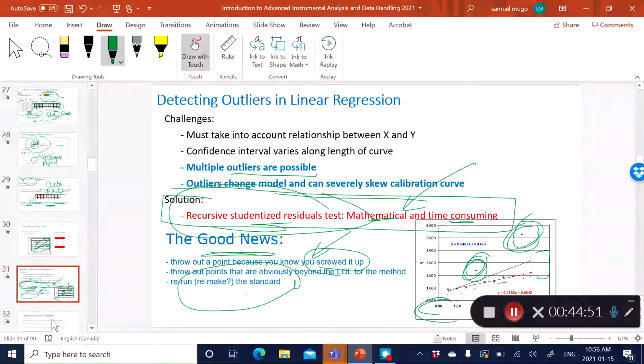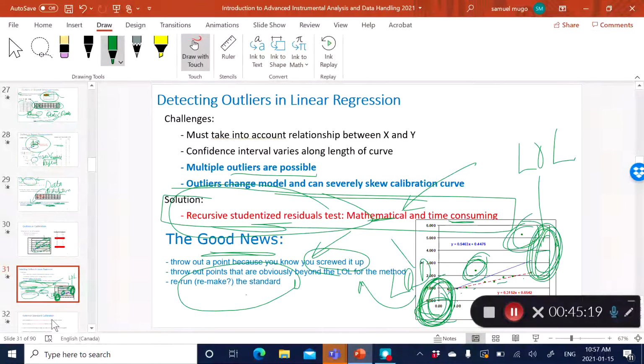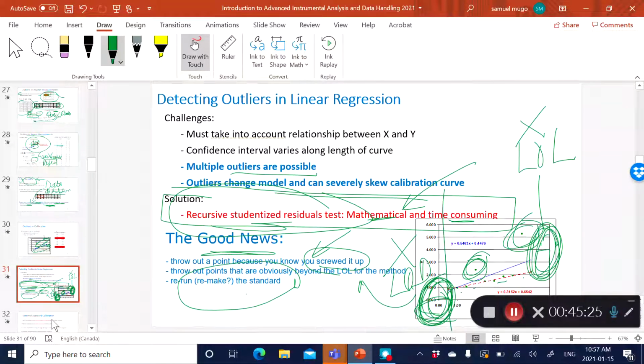Now, if the outliers are down here, at very low concentration, most likely the problem is you're getting to the limit of linearity, or maybe the limit of detection of your instrument. So if the outliers are here, you're getting to the limit of linearity, or you're getting to the limit of detection of your instrument. So typically you would just simply discard them, and you would focus on the region that is actually linear.